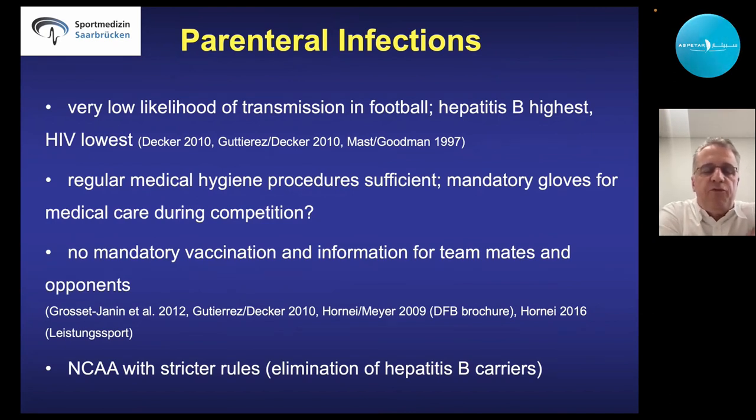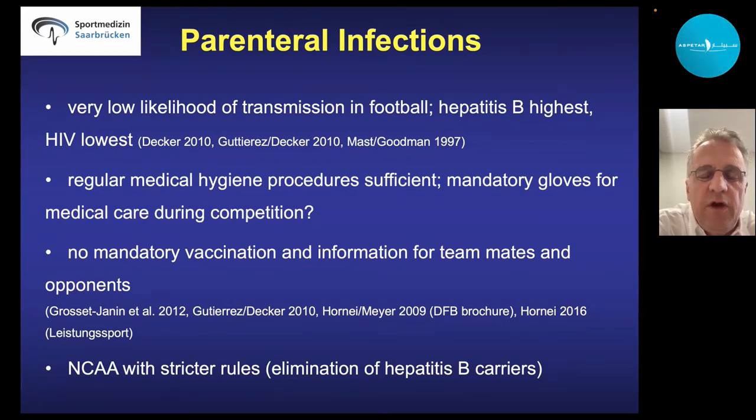Let me make a final remark about parenterally transmitted infections like HIV, like hepatitis B. Are they really a topic in a team sport like football? The story behind this is we were asked in the German medical committee about 10 years ago, because there was a player who had HIV. We were asked by a team how to handle that.